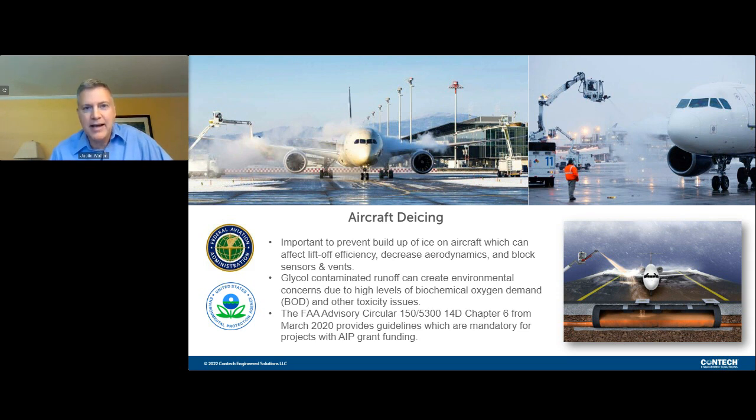The FAA has guidelines on the design of de-icing facilities. I think their last update was published in March 2020. And one of the options for containing spent de-icing fluid is to route it to an underground containment tank. I mentioned our Duramax steel reinforced polyethylene containment tanks are a good solution for this. They compete very well against traditional designs such as concrete or fiberglass or steel tanks.